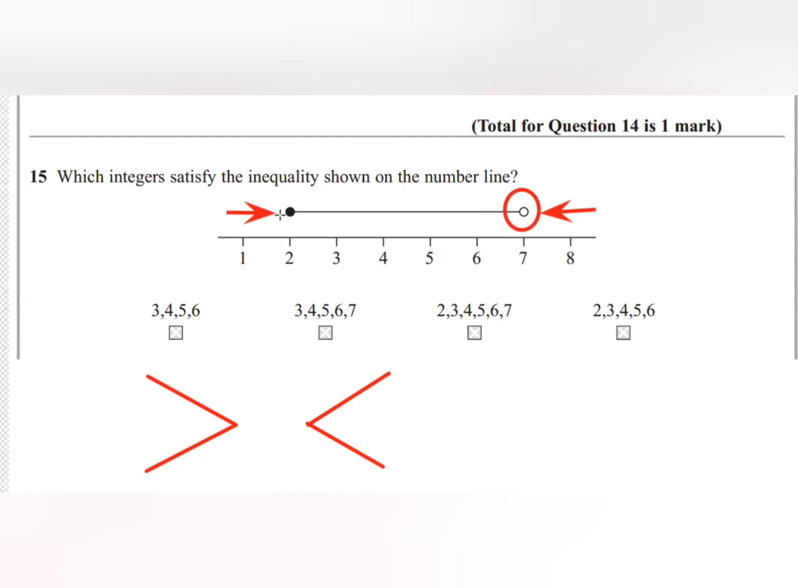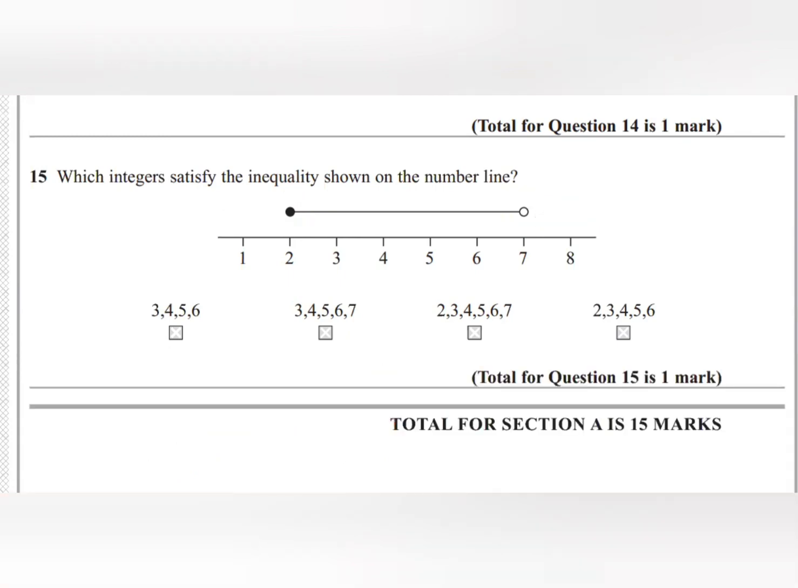But if the circle is closed, it means there's an equal sign under the bigger than and smaller than. So if you see an equal sign, it means the circle will be closed. And closed means the number here is included in the inequality integers. It means what? It means we include the 2 and we don't include the 7. So the answer will be what?